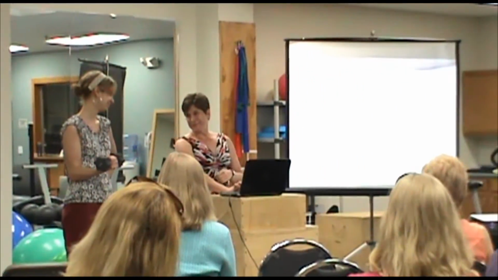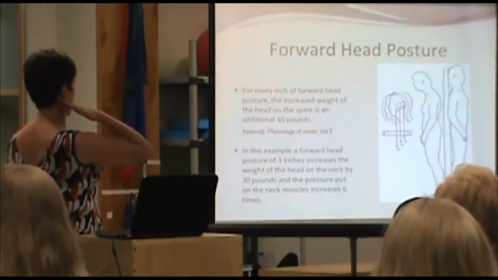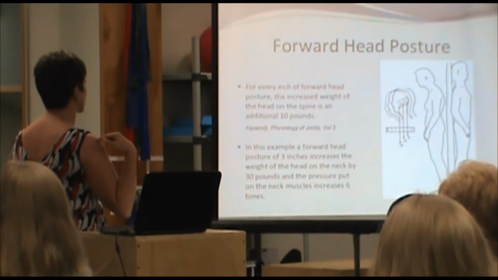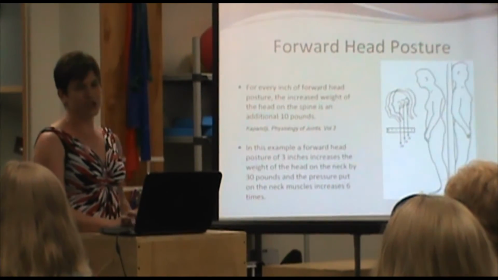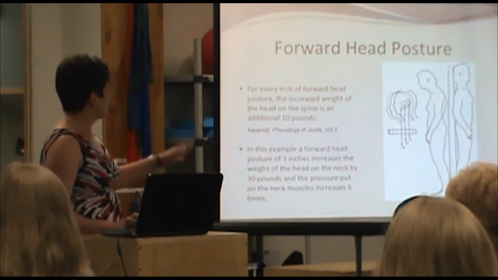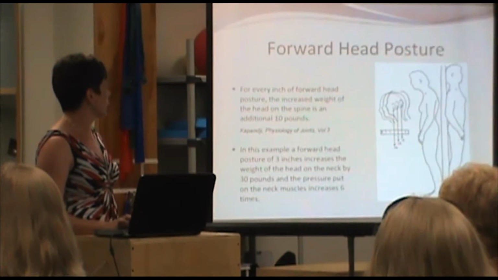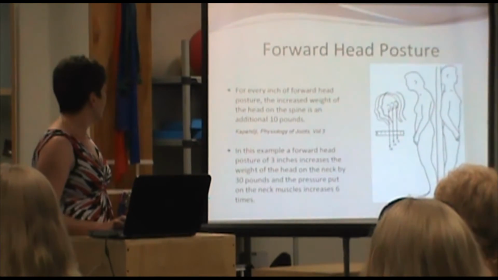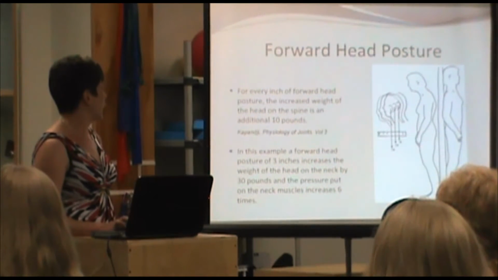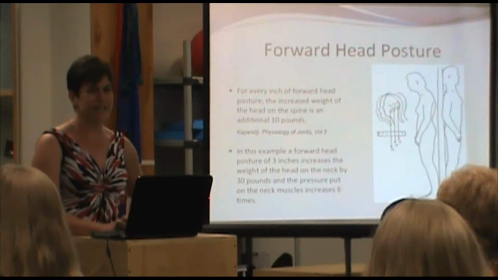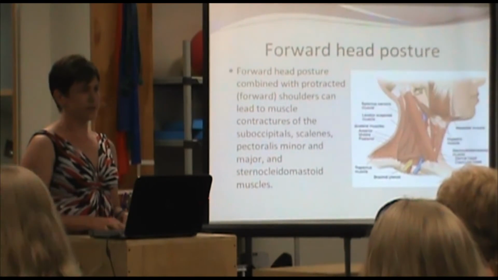Forward head posture. For every inch of forward head posture, so the head being forward of the tip of the shoulder, the increased weight of the head on the spine is an additional 10 pounds. So in this example, the person's head is about 3 inches forward of the normal position. That increases the weight of the head on the neck by about 30 pounds, and the pressure put on the neck muscles increases 6 times. I think you could all imagine that that right there is enough to cause a headache.